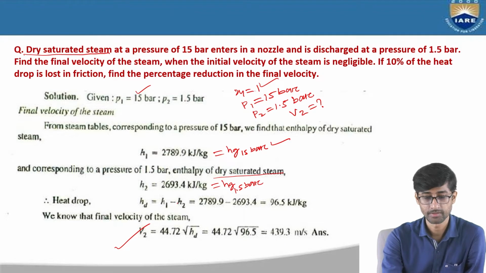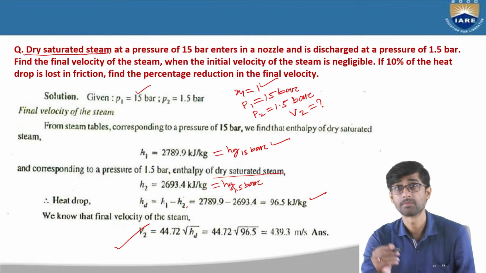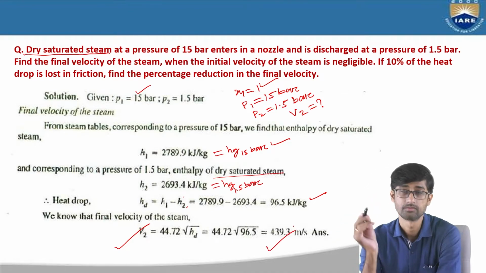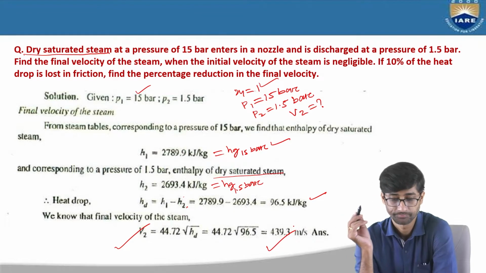Then you calculate the difference between the enthalpy at entrance and the enthalpy at exit. That is called heat drop. Then you calculate what is velocity V2. So 44.72 into under root HD. So this becomes V2, final velocity of steam.